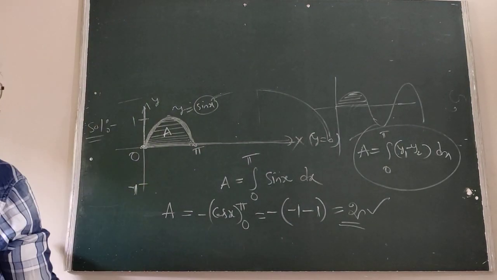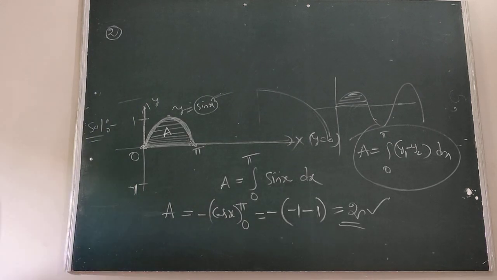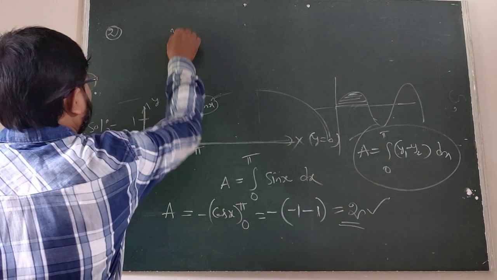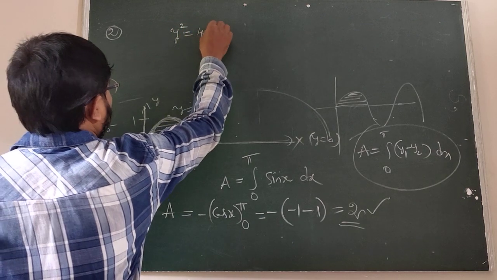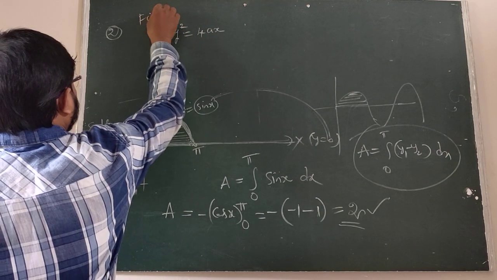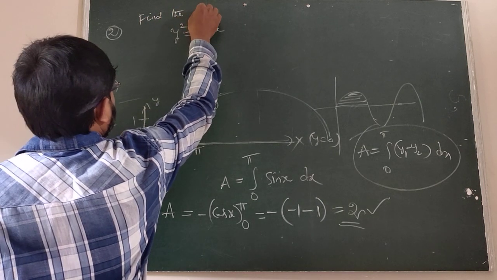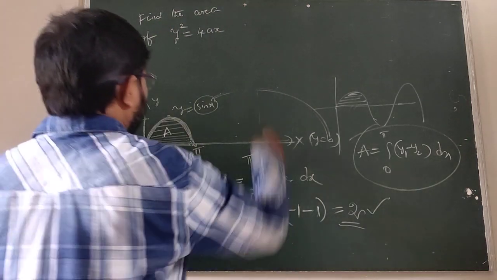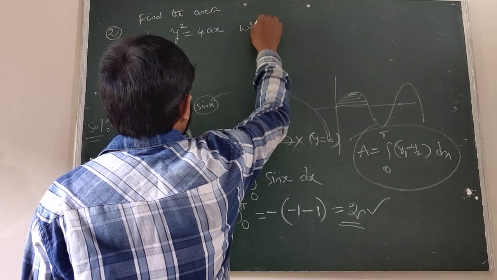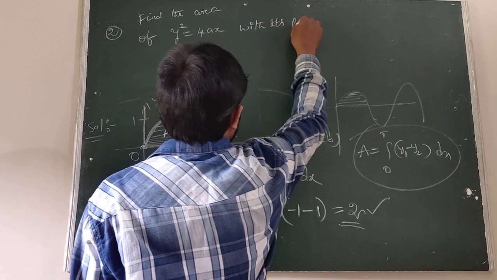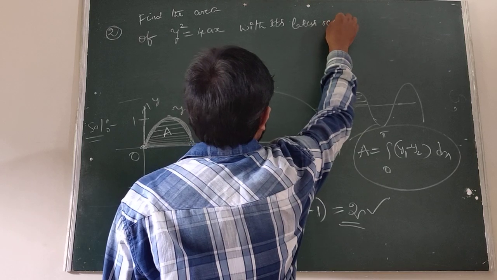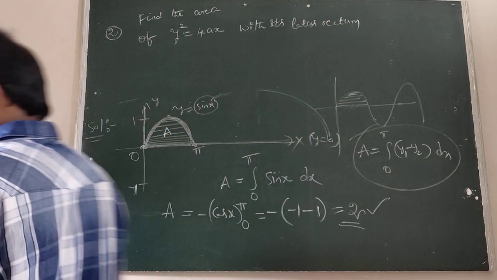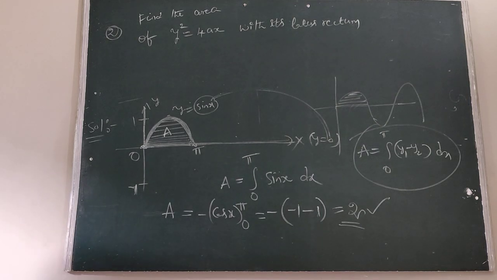Now let us start the second one. Find the area enclosed by y square equal to 4ax with its latus rectum. So find the area of y square equal to 4ax with its latus rectum. How to find this one? All of you listen here.